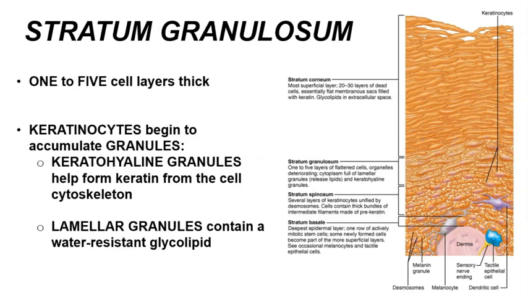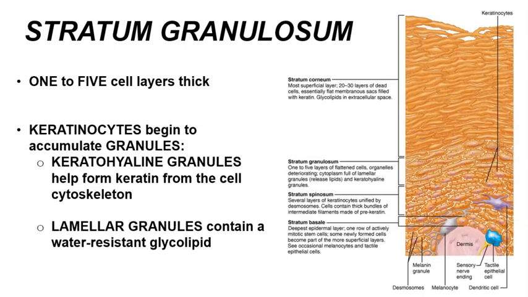So moving superficially, the stratum granulosum is next. It is approximately 1 to 5 cell layers thick. This layer is named for the small, dark-colored granules that are visible within the cells. There are two types of granules that are present within the cells of this layer. The keratohyalin granules contain a substance that will convert the prekeratin materials in the cytoskeleton into keratin.